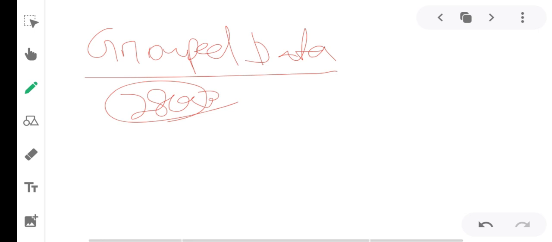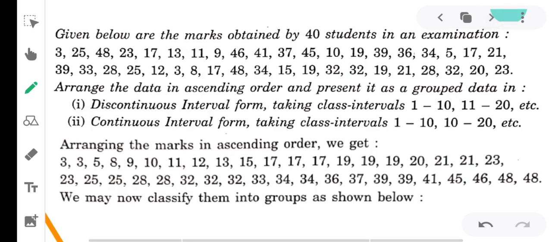For example, given below are the marks obtained by 40 students in an examination. So these are the marks of 40 students: 3, 5, 48 and so on. As you can see, this data is very large. So we'll condense this data.